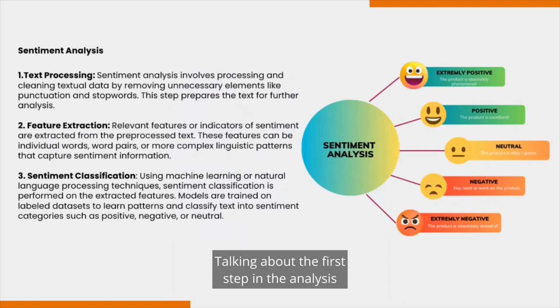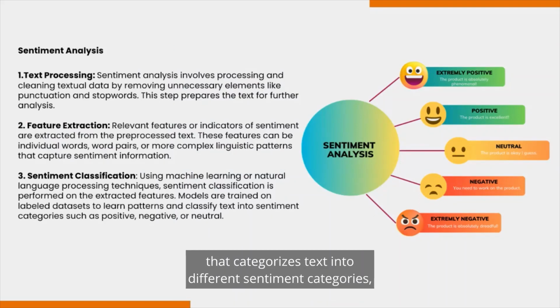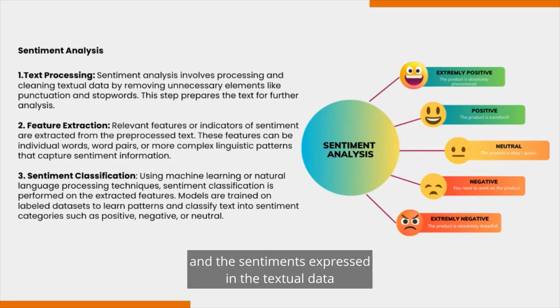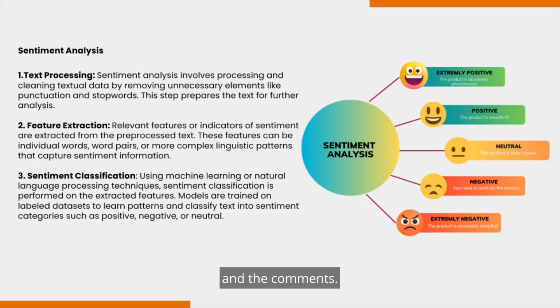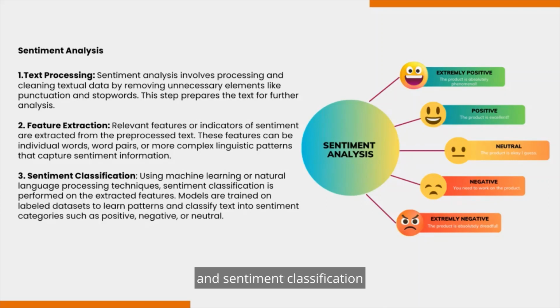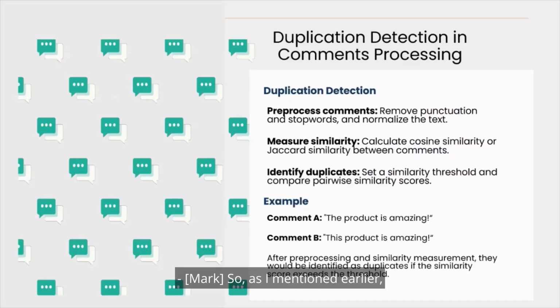Talking about the first step in the analysis, the sentiment analysis. Sentiment analysis is a powerful technique that categorizes text into different sentiment categories, such as extremely positive to neutral to extremely negative. It helps businesses gain actionable insights by understanding the emotions and the sentiments expressed in the textual data and the comments. We use techniques like text processing, feature extraction, and sentiment classification to analyze the tone of the comments.